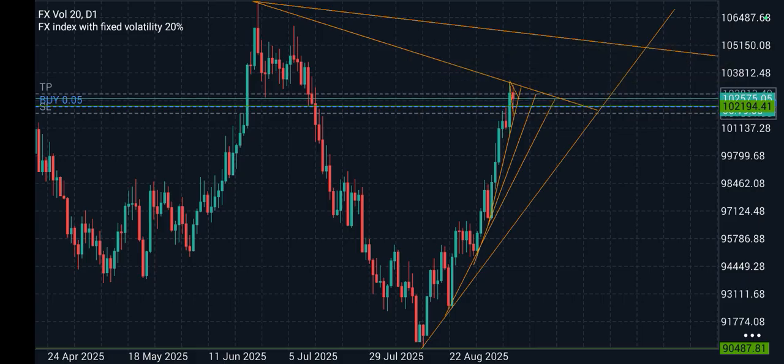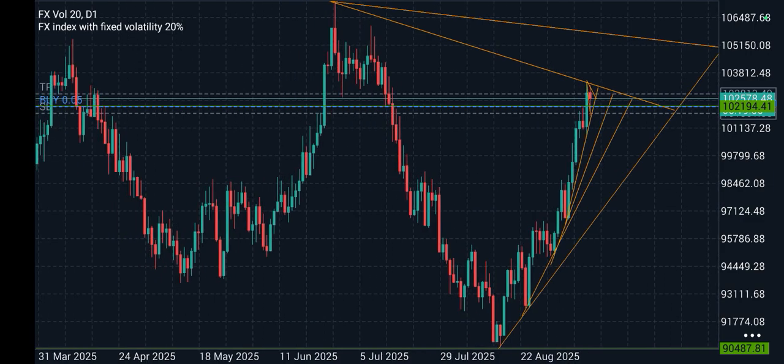Now, the lower time frames are the M1, the M5, and the M15.